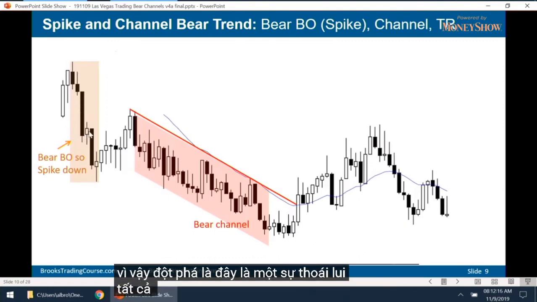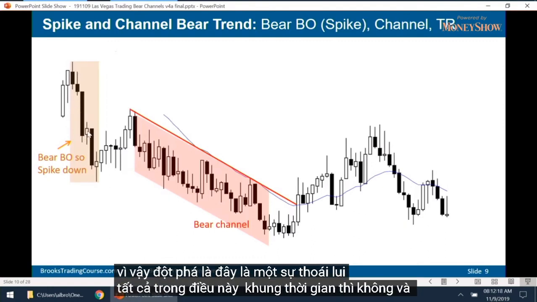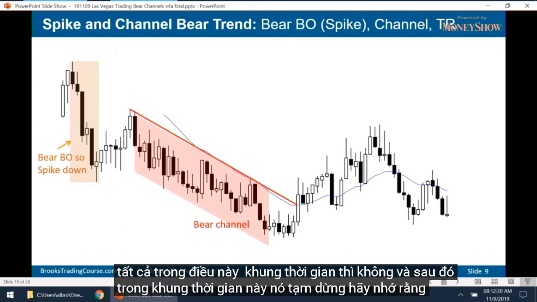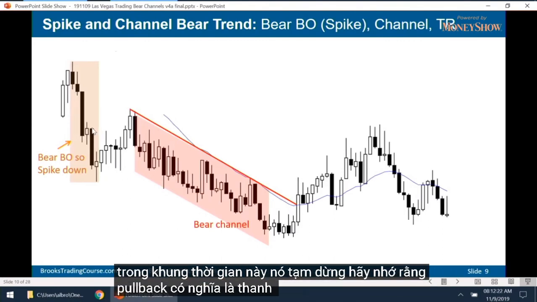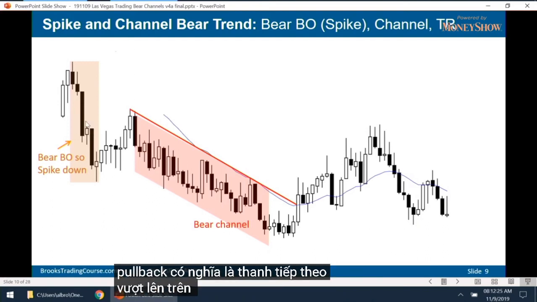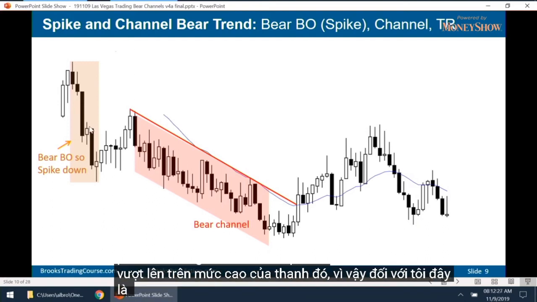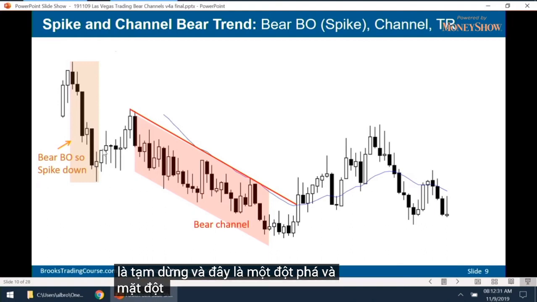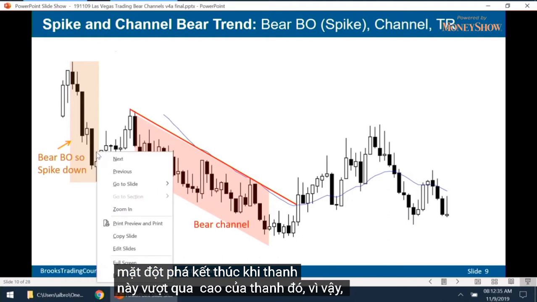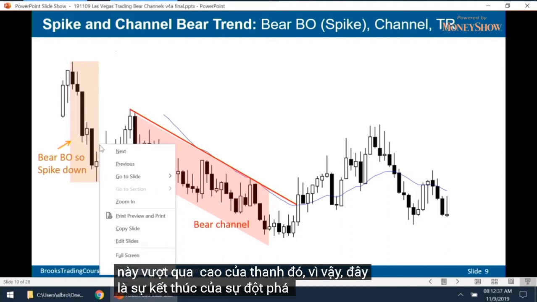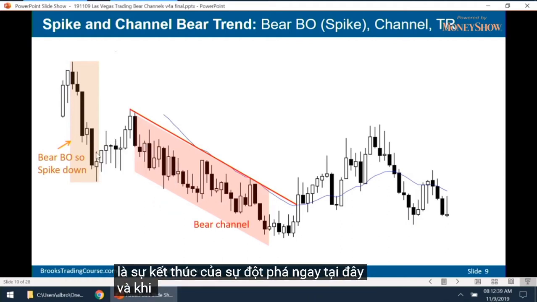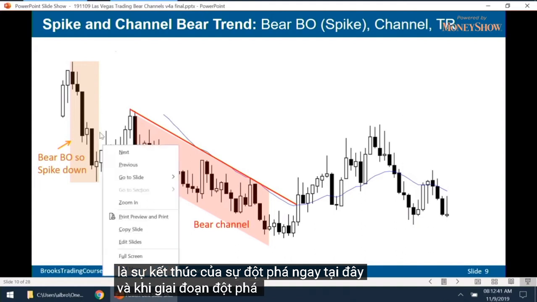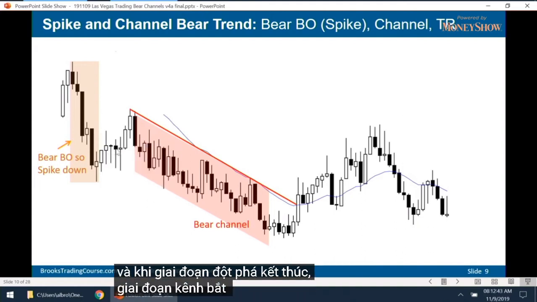Is this a pullback? Well, in this time frame, it's not. On this time frame, it's a pause. Remember, a pullback means the next bar goes above the high of that bar. So to me, this is a pause, and this is a breakout. And the breakout phase ended when this bar went above the high of that bar. So this is the end of the breakout right here. And when the breakout phase ends, the channel phase begins.